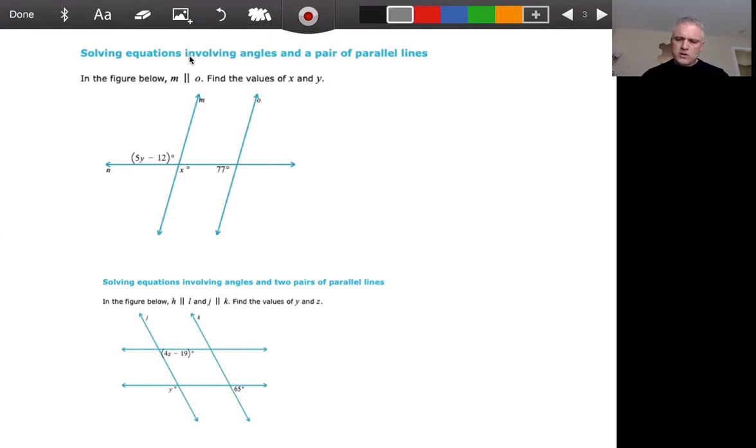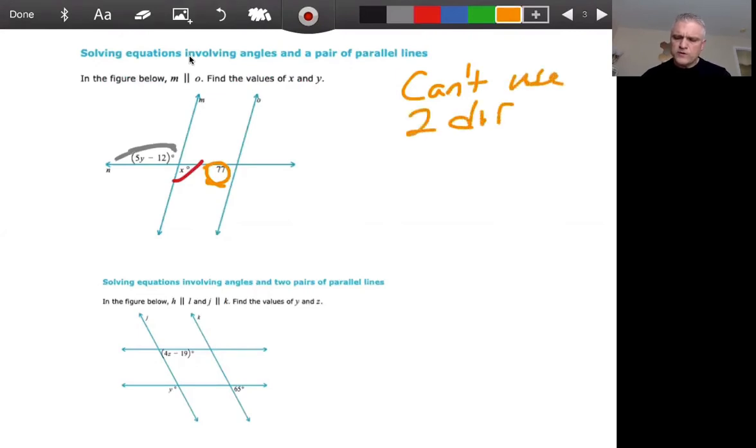All right, so now we've got a pair of parallel lines. We're going to solve equations, not just say, oh, here's a number. Okay, so they've given us this angle is 5y minus 12. They've given us this angle is x, and they've given us this angle is 77. Okay, so we need to find two angles that have a relationship with one another, and you can't have two variables in an equation. Can't use two different variables in one equation.